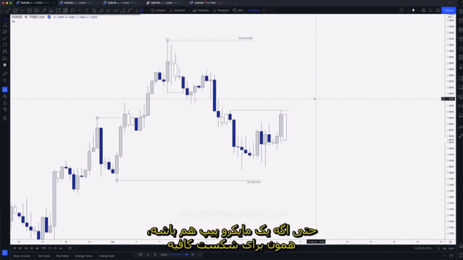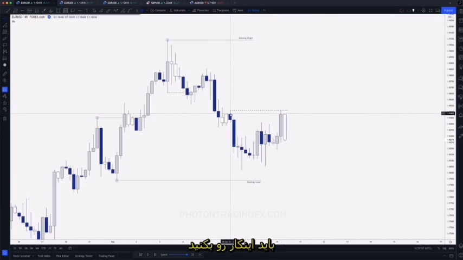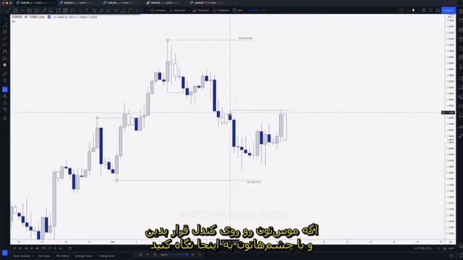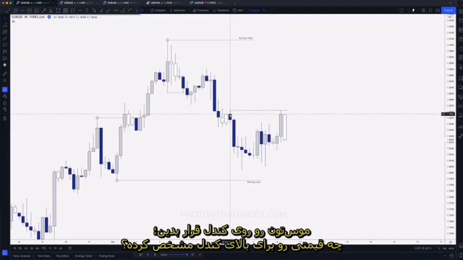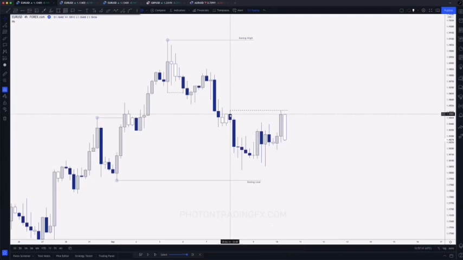Even if it's one pipette, whatever you call it, it has to break it by one micropip. So what you can do, if you're not sure, is put your mouse on the candle, and then bring your eyes up to this top bit here. Use this to your advantage, where it tells you the high, the low, the close of the candle. So again, put your mouse on the candle, look up there. What does it say?